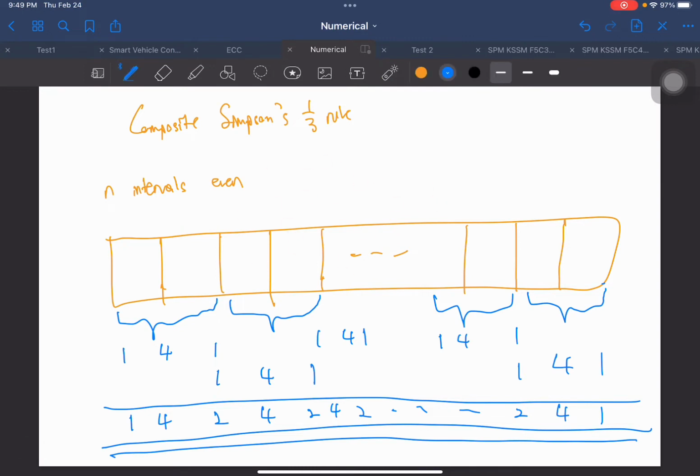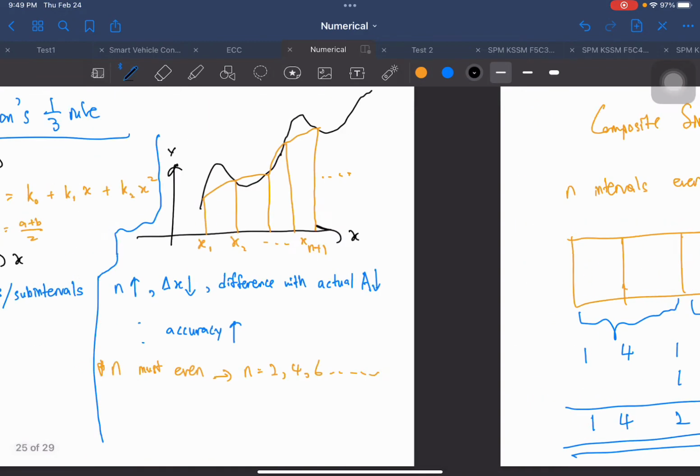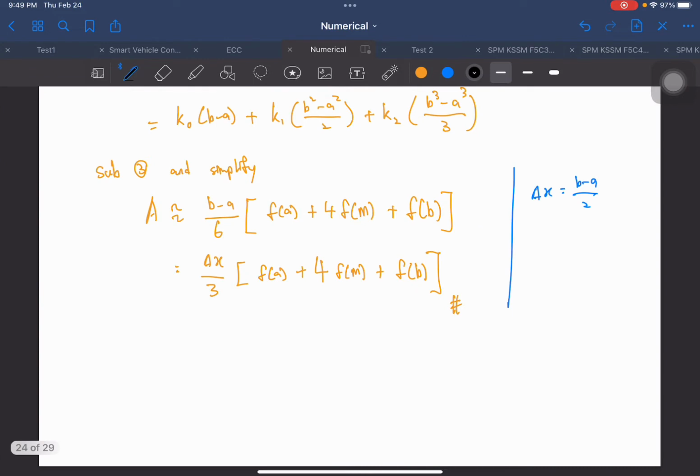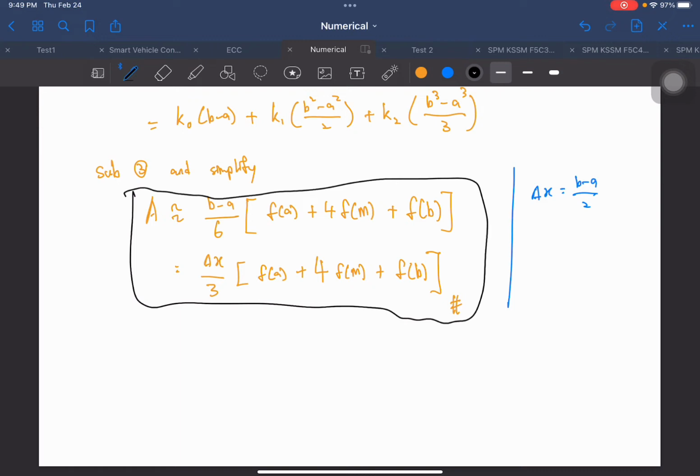Yesterday we proved simple Simpson's 1/3 rule, which is 1, 4, 1, right? Let's do a recap here. For Simpson's 1/3 rule with A, M, B, the approximate area is equal to this. You can see that the coefficients for the function values are 1, 4, 1.